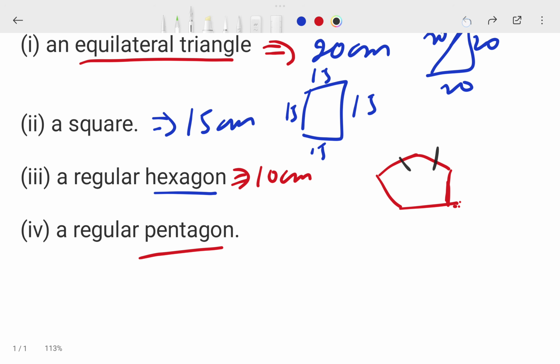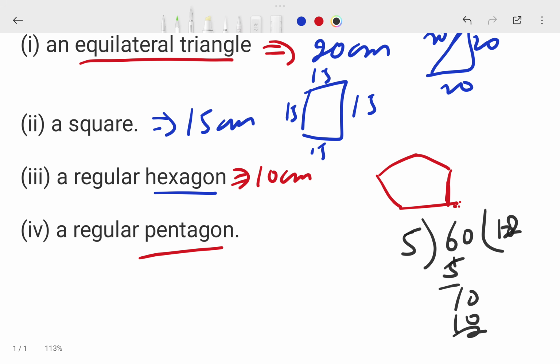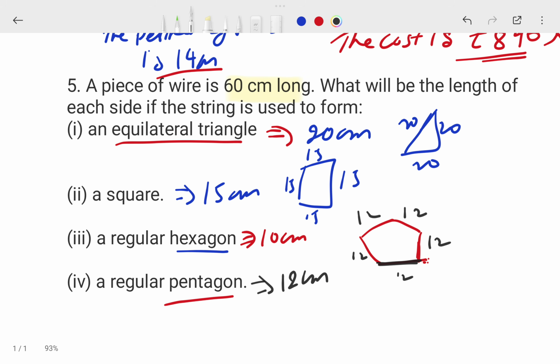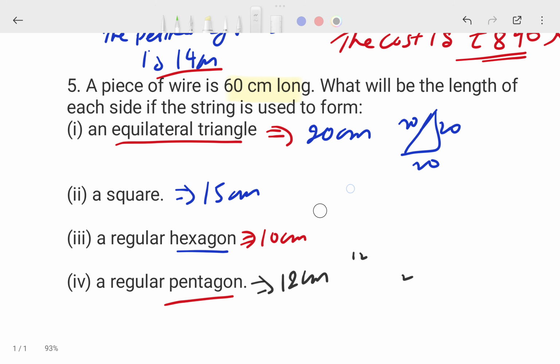In a pentagon all sides are equal. So how do you divide 60 among the 5 sides of the pentagon? 5 times 2 is 10, so it's going to be 12. It means we divide 60 by 5, and each side is 12. This is 12, this is 12, this is 12, this is 12, this is also 12. So the regular pentagon has each side 12 centimeter. Okay, is it clear to you or not? I hope everything is clear.